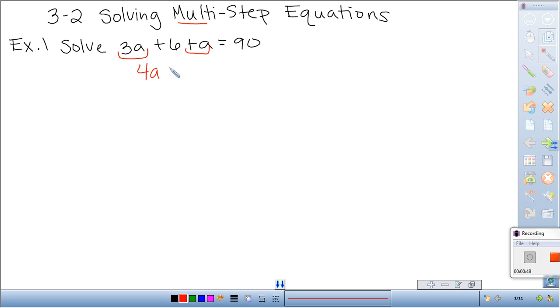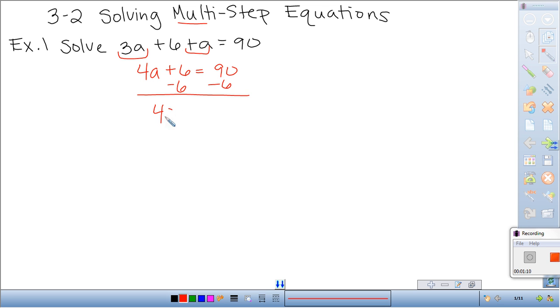What's left on the left side? Plus 6, and bring down our equals 90. Now this is just like those that we solved in 3-1. So we start by undoing addition or subtraction. So the opposite of adding 6 would be to subtract 6 from both sides. Make sure we always do it to both sides. This is the subtraction property of equality.